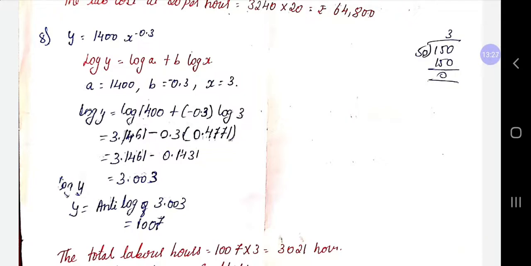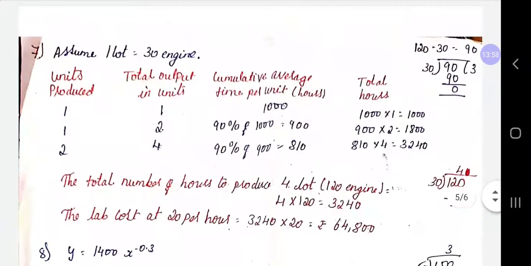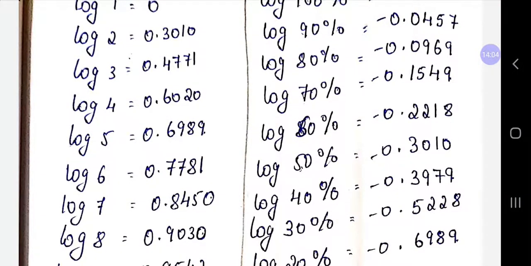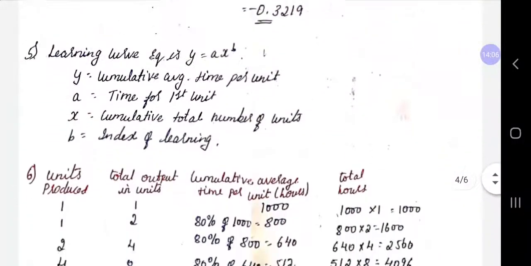So they are asking us to bid; the first 50 units have been produced, and they are asking for an additional 100 units. So 50 plus 100 is 150 units, and 150 divided by 50 you will get 3. Your x is 3, A is 1400, and B is minus 0.3. Using the formula in the log table, we will find log 3. For x we will take log x. Here I have given in the table log 3 as 0.4771.